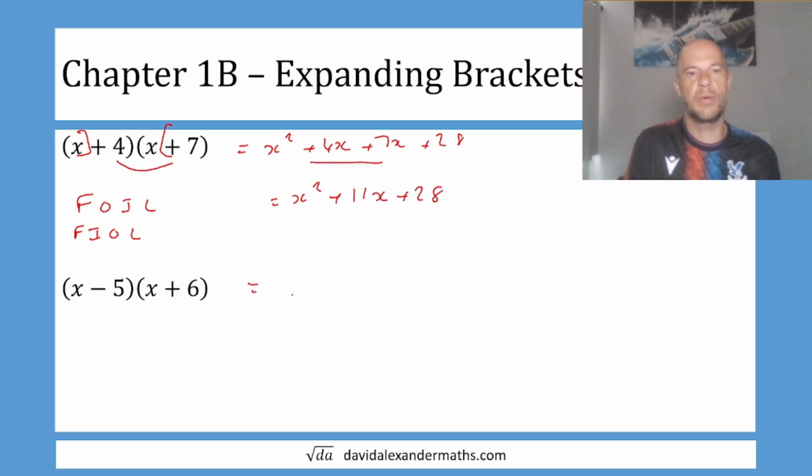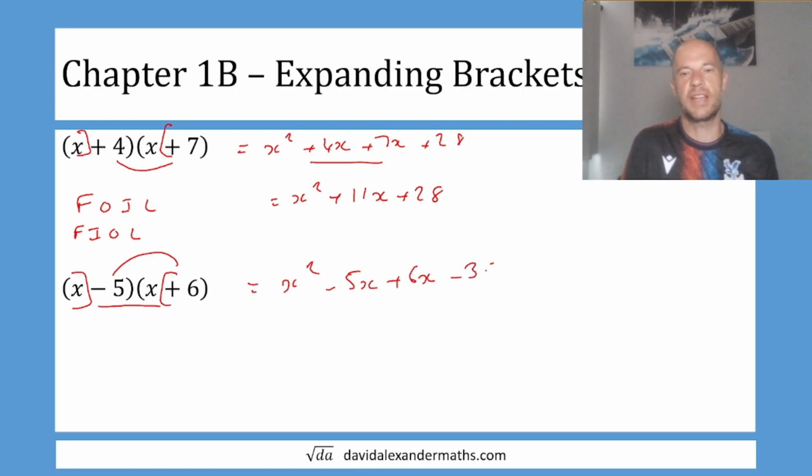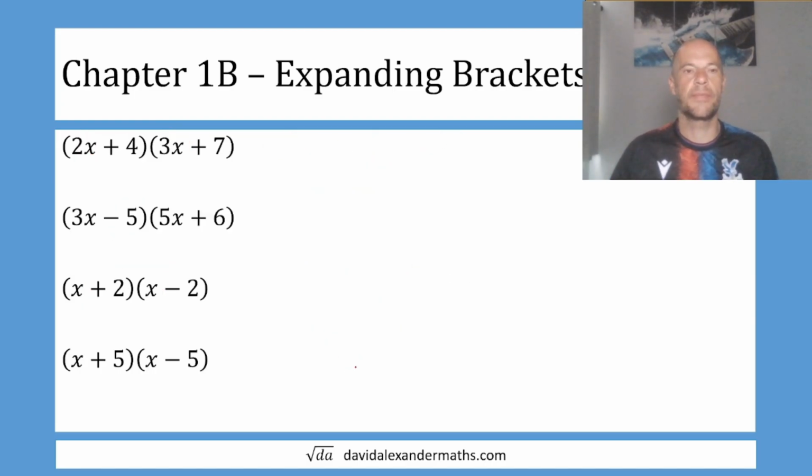Okay, so the next example, x times x is x squared. In the inside, minus 5x, that requires no thought. On the outside, plus 6x. And here we've got negative 5 times positive 6, which is negative 30. Negative 5x plus 6x can be simplified. So that is x squared plus 1x minus 30. And plus 1x, you'll often see it just written as plus x.